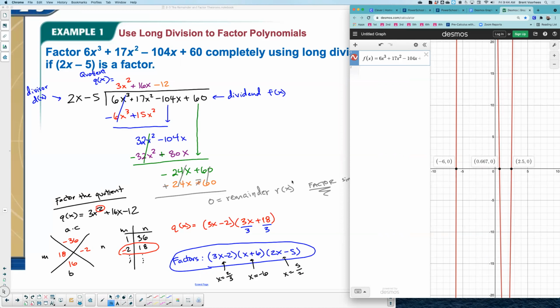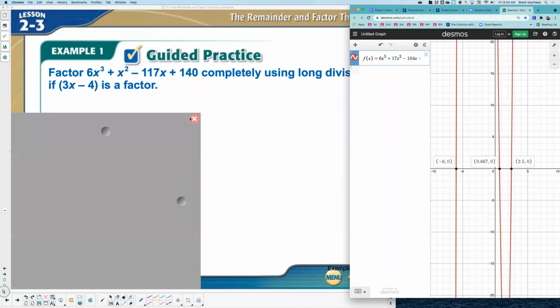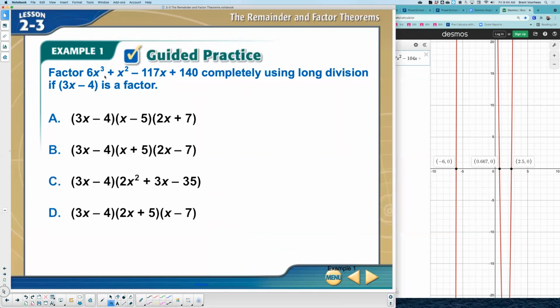All right, your turn. I want you to try a long division. I want you to try factoring this problem. So you know 3x minus 4 is a factor. What I want you to do is factor this and then do a trinomial on what your solution is. So I'll give you a few minutes for this.